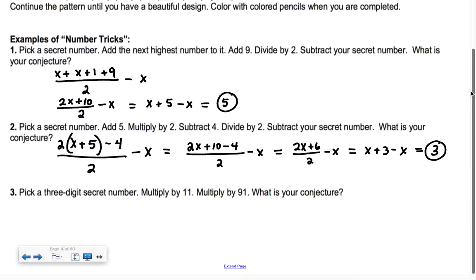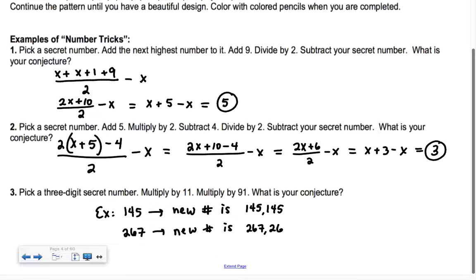So what's our conjecture? If you pick 231, you're going to have 231, 231, right? So our conjecture is that it's our number written twice. If we pick 145, our new number is 145,145. Or if we pick 267, our new number is 267,267.